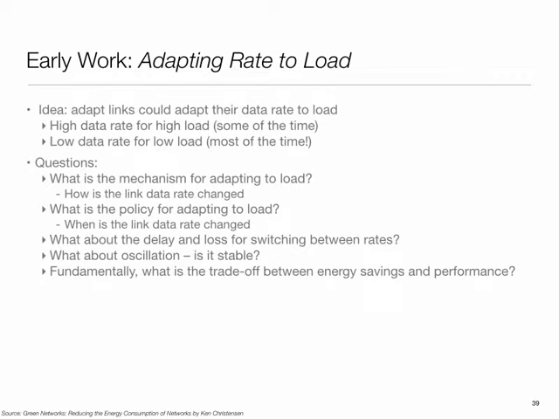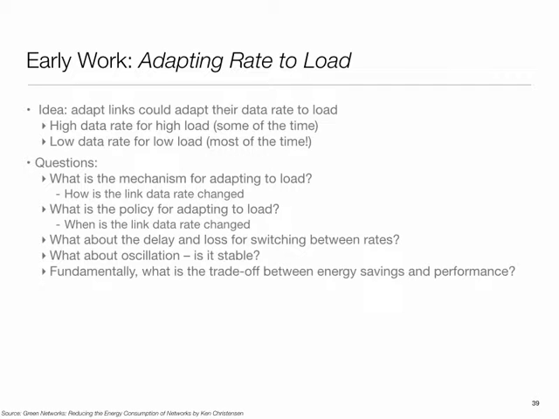So early work in this space was adapting rate to the load. The idea is that you monitor the traffic going over the link, and if the data rate is high, then I'm going to change the actual link rate, the physical layer rate, to increase. And so that leads to the questions of what is the mechanism and what is the policy, okay? And then how long does it take to do this switchover and stuff like that?